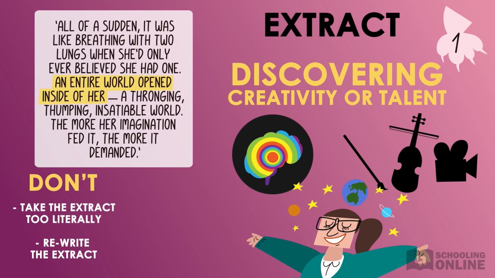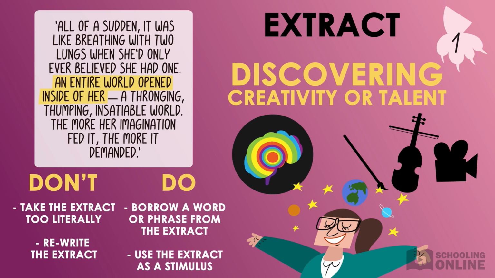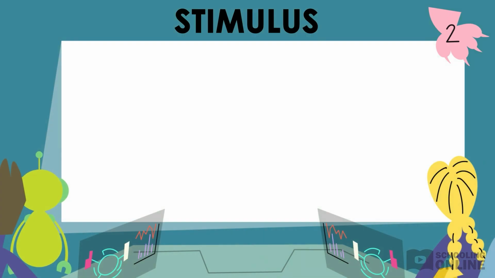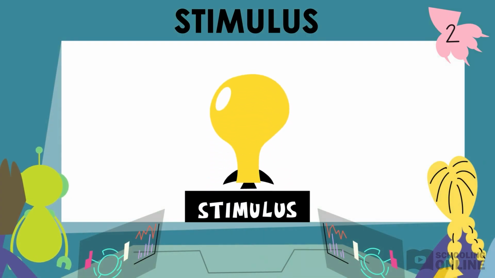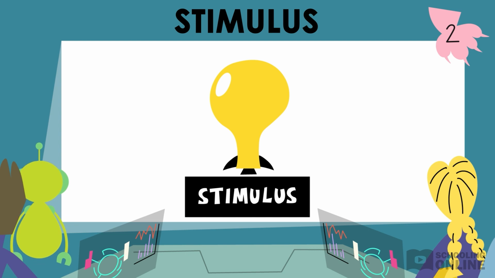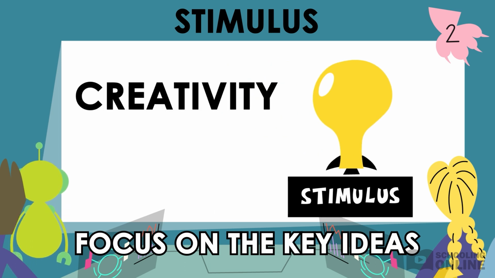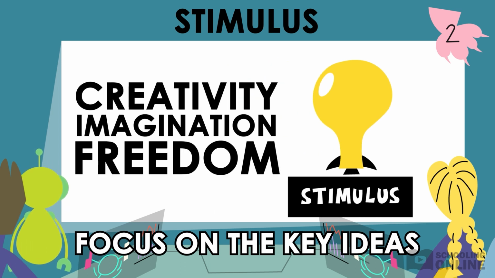We don't need to be too literal with it, nor should we rewrite the extract in our response. We might borrow a word or two from it, but the extract is a stimulus. This is the second limb of the question. A stimulus is something that spurs our own imagination, a launch pad for our ideas. The best course of action is to focus on the key ideas in the extract: creativity, imagination, freedom, and use that as the basis for our writing.